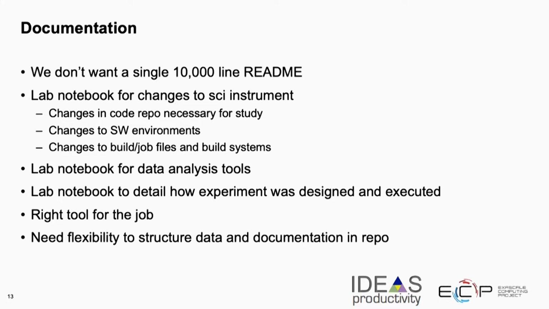So what are the different streams of lab notes that we might have? Well, we can document the changes in the code repo, the construction and the changes to the software environments, changes to our analysis tools, changes to our build and job scripts, and then the notebook where we're going to be detailing the experiments, how we designed and executed them.